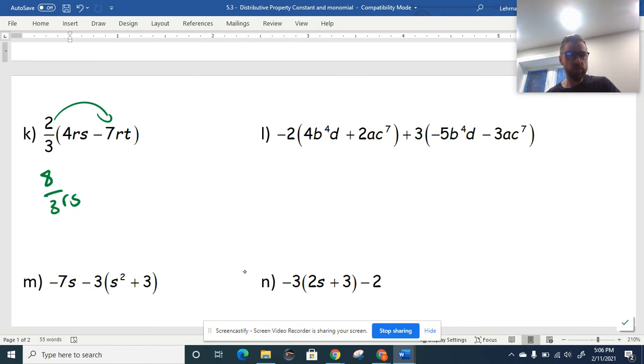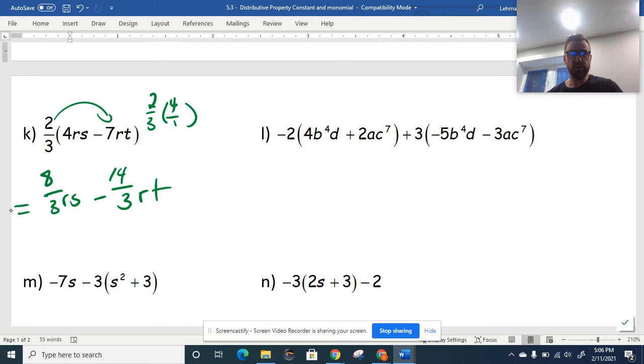2/3 times 7, we'd have 14 over 3 RT. That's just what it is. No problem there. Just a little bit uglier because we've got to go 2/3 times 4. Remember that when we're multiplying fractions, we just multiply straight across. So it's like 2/3 times 4 over 1. 2 times 4 gives us that 8. 3 times 1 gives us that 3, and we're done.